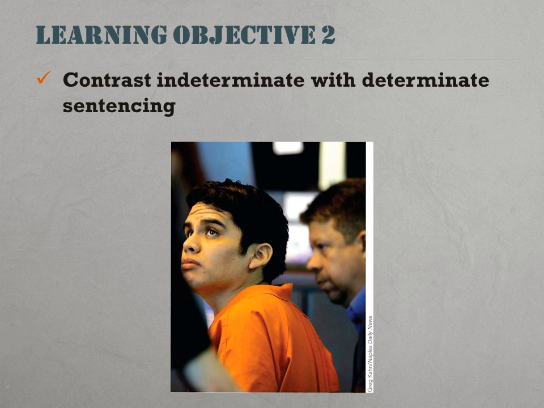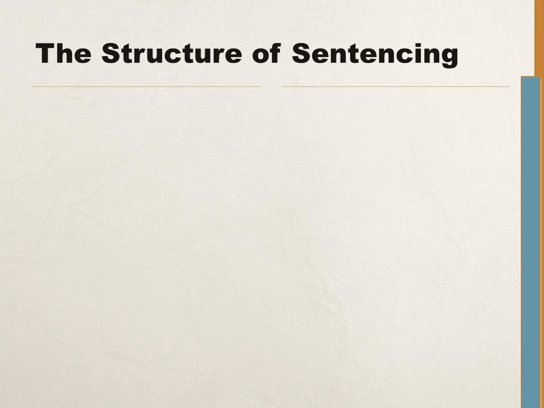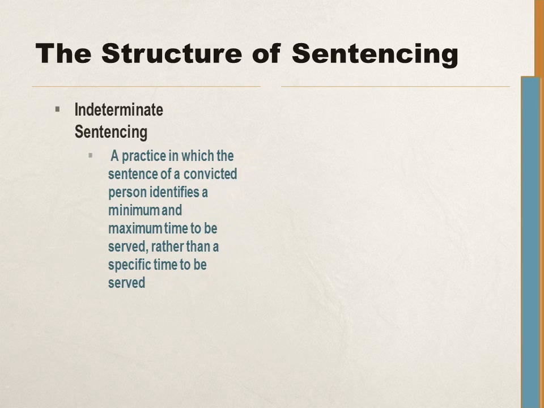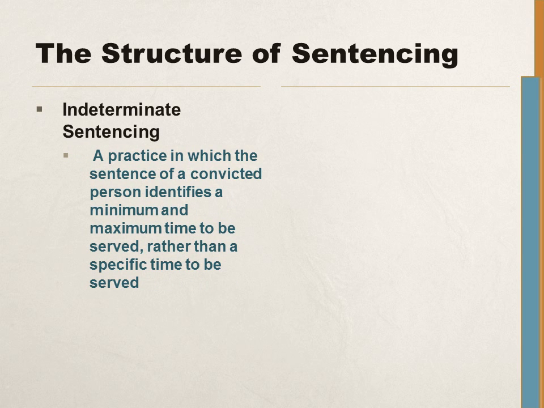Learning objective number 2. We'll talk about determinate sentencing and indeterminate sentencing. First off, indeterminate sentencing basically says you're going to get a maximum and a minimum sentence, but there's no specific time. In other words, it's 15 years to life, or 15 to 30 years, something in between there. And it all depends on the severity of the crime, how well you act in prison, stuff like that.